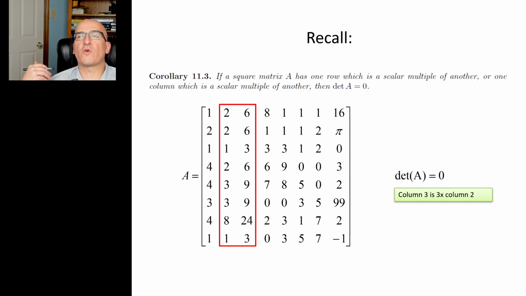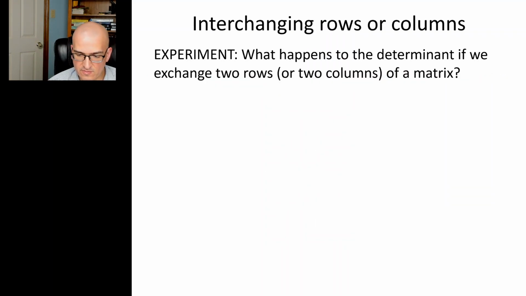So this shortcut is still there, and if you see it, it's still the fastest way to find that the determinant is 0. Okay, let's look at another type of experiment. The experiment I want to look at is what happens if I take a matrix and do a different row operation. We looked at multiplying a row by a constant or dividing a row by a constant. Now we'll look at exchanging the order of 2 rows.